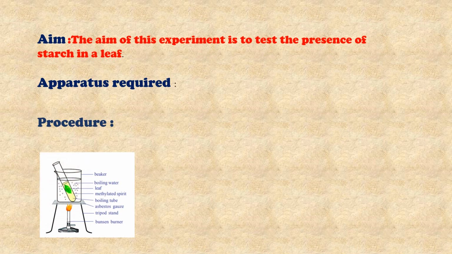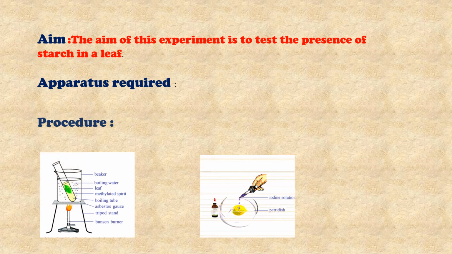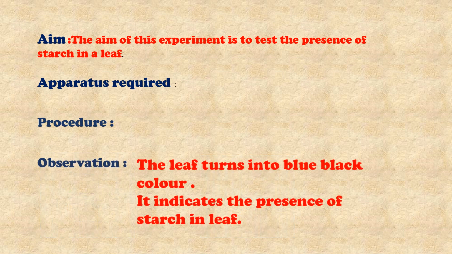After removing the chlorophyll, place the leaf in a petri dish. Add a few drops of iodine solution or betadine solution on the leaf and observe the changes. Observation: the leaf turns into blue-black color. It indicates the presence of starch in leaf.